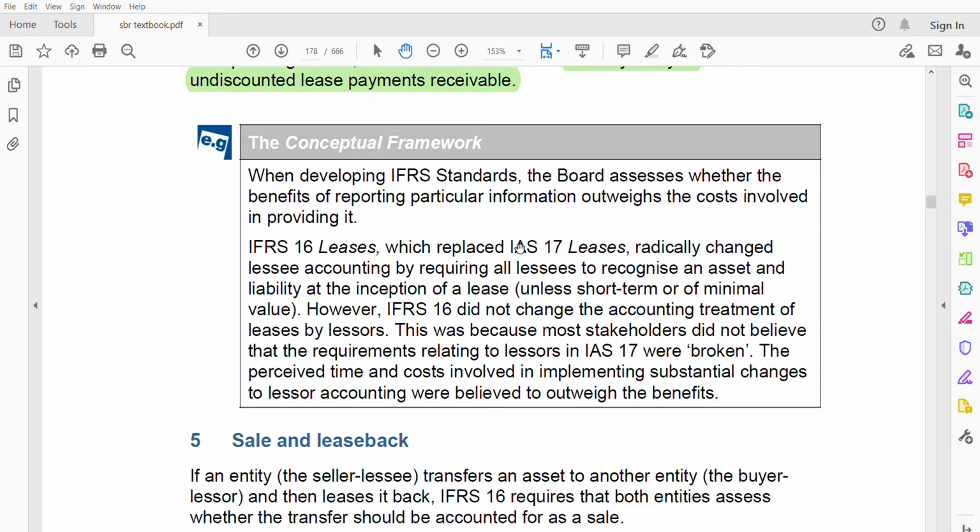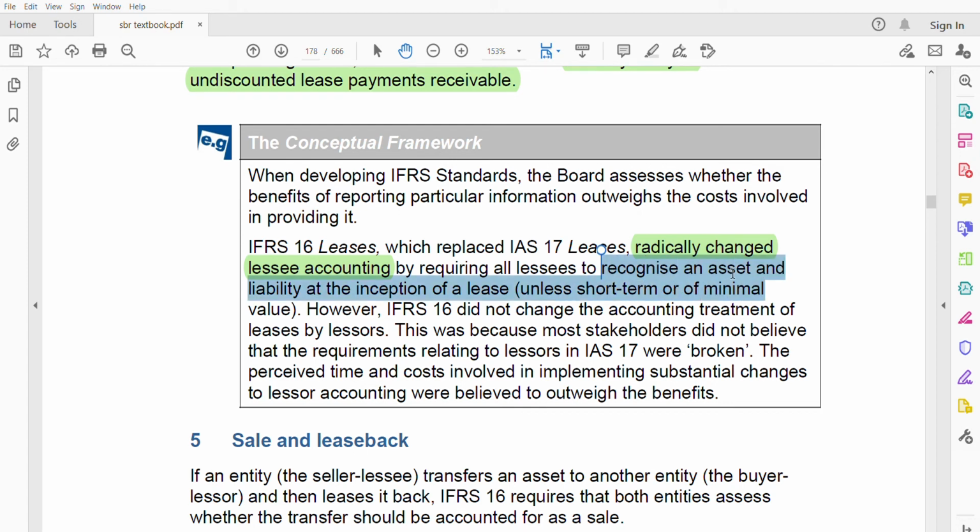IFRS 16, which replaced IAS 17, it was before known as IAS 17, now it is IFRS 16. It radically changed lease accounting by requiring all. How did it change? The changes were very massive, not minute change. Radically changed which one? Lessee accounting. Not the lessor. We are not talking about the finance and the operating. We are talking about lessee accounting, by requiring all lessees to recognize an asset and a liability at the inception of a lease, unless short term or of minimal value. This definitely you know from your part 1, lessee accounting.